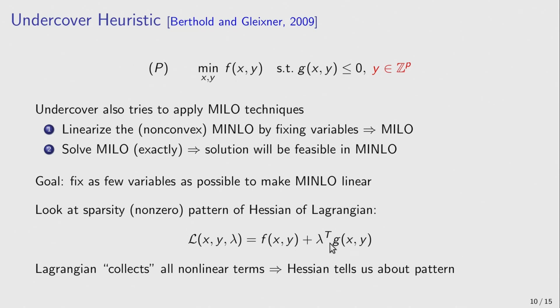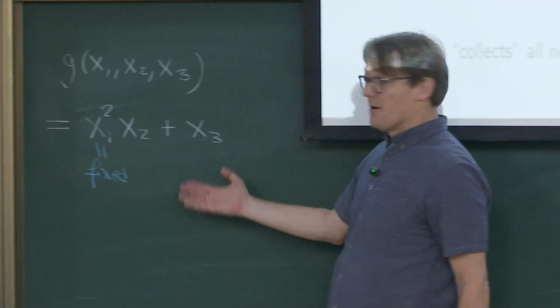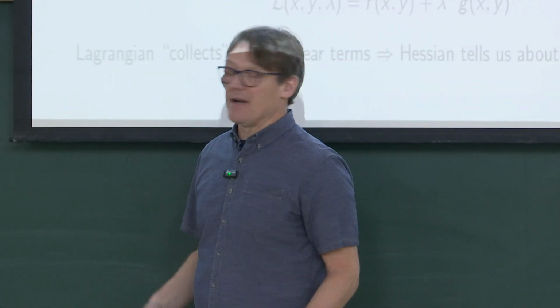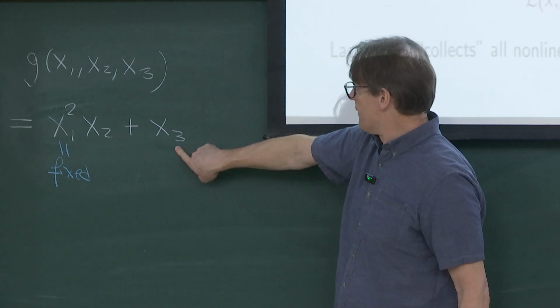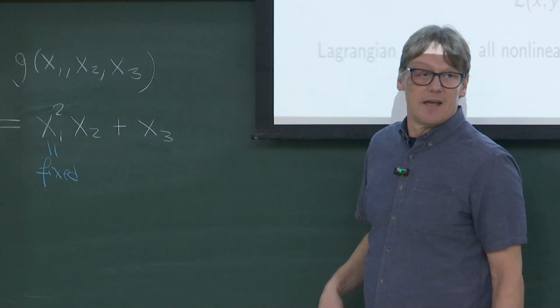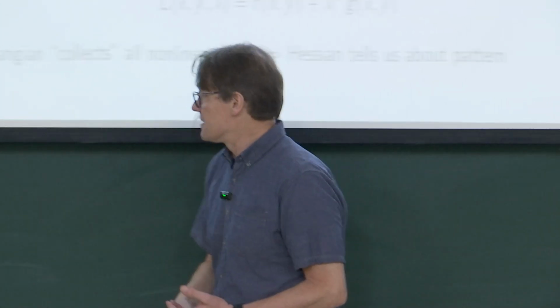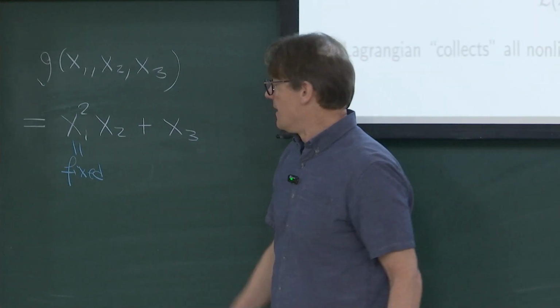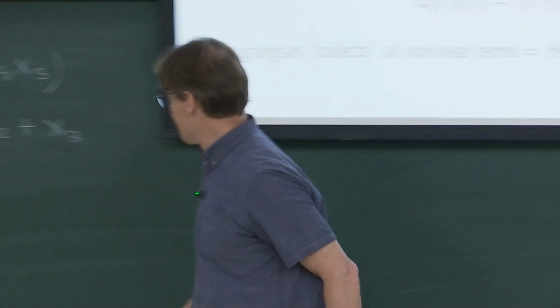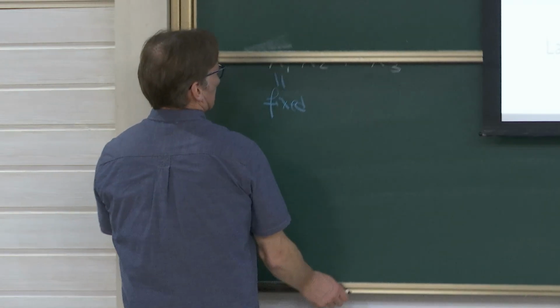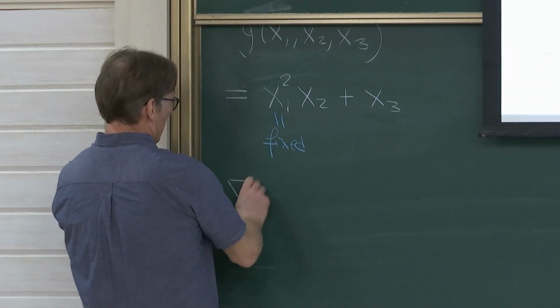And this Lagrangian function now collects all the nonlinear terms that are in this optimization problem, so both the objective and the constraints. And the Hessian tells us something about how many of these terms are nonlinear, right? The second derivative with respect to linear terms vanishes, and the second derivative with respect to quadratics is constant. The second derivative of this term here would be non-zero. So I can look at the Hessian of this term, see if I can not make a mistake.